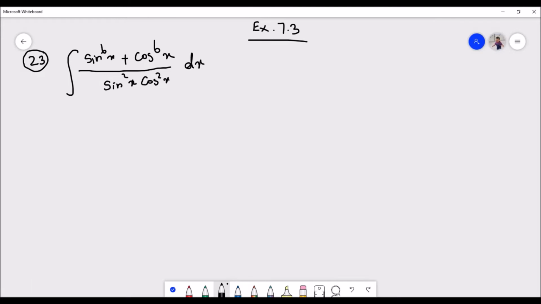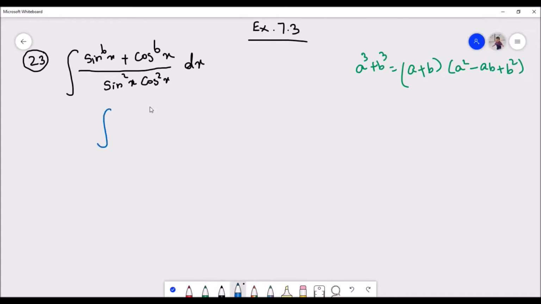So you have to recollect algebraic identities to solve this problem. The algebraic identity we are going to use here is a^3 + b^3 = (a + b)(a^2 - ab + b^2). Let us see how we are going to use this algebraic identity here.